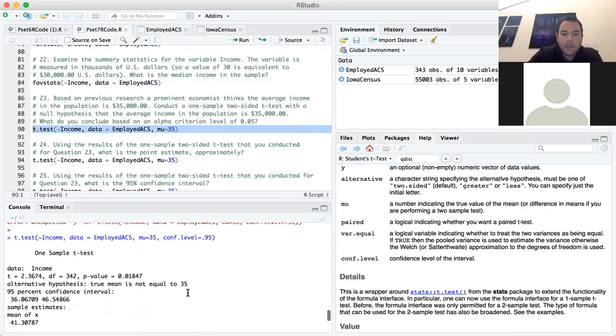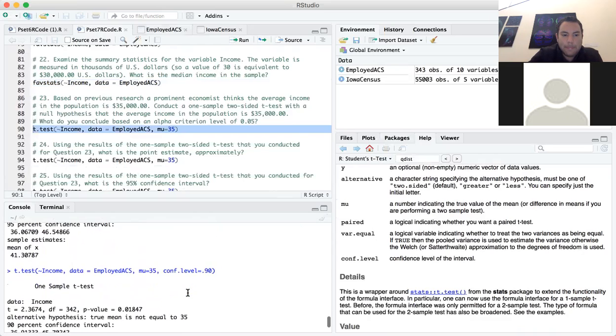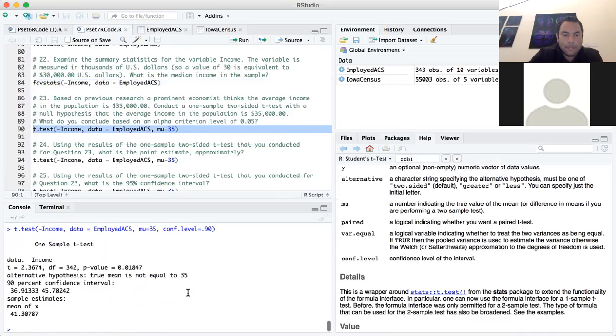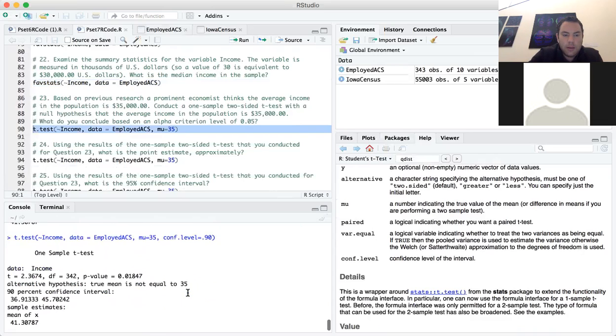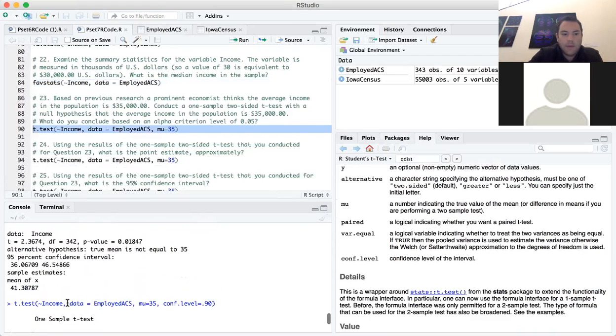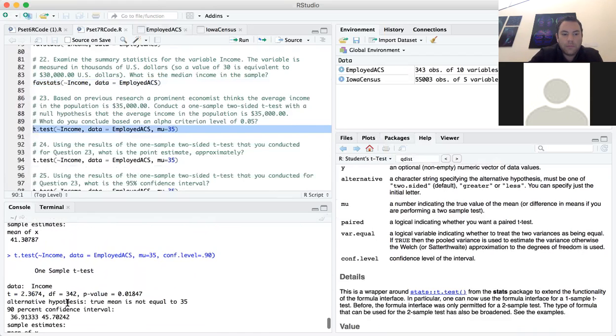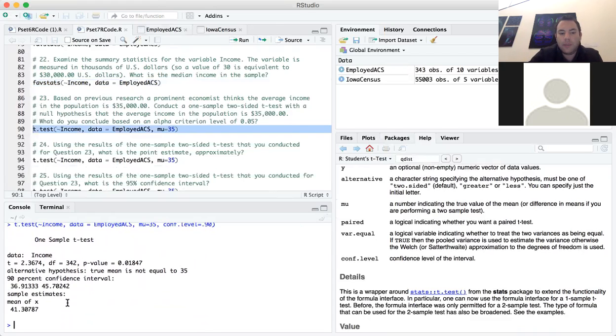So if we use a 90% confidence interval, you can see that we still get the same result. And the confidence interval actually now goes from 37,000 to 45.7 thousand. But now let's take a look at what if we make it a more stringent confidence level. What if we use a 99% confidence interval? How will that affect things?